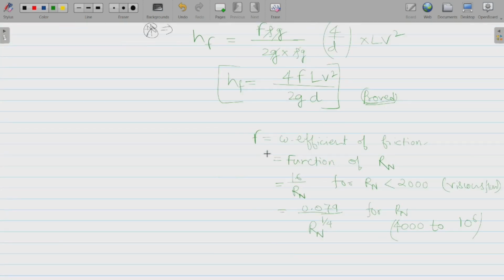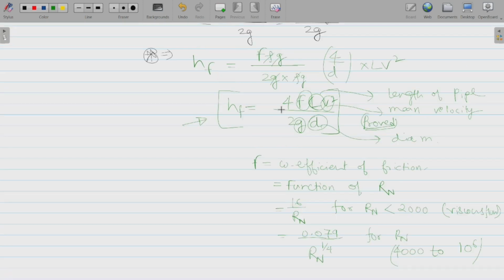Let's just talk about this L. This L is the length, right? This L is the length of the pipe. This V is the velocity, or you can say the mean velocity, right? And this d is the diameter, and this g is the gravitational acceleration, right? And this f has already been discussed. All right, so you have already got this equation.